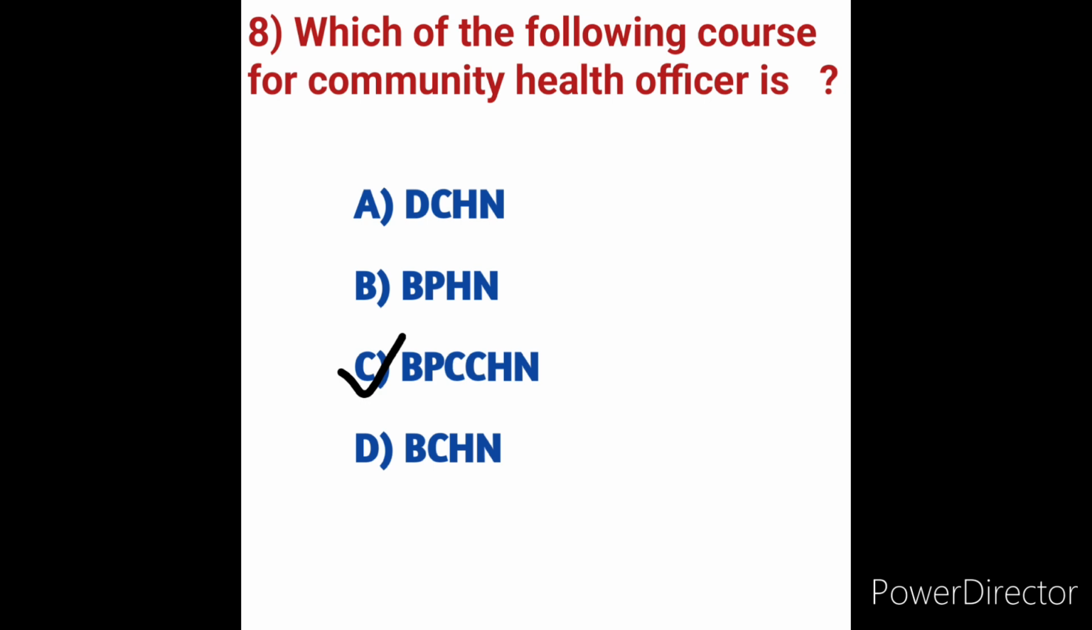Here option D, BCHN means Bachelor of Community Health Nursing. So this is all not related to the community health officer. So here option C is the correct answer. Next we will move on to question number 9.